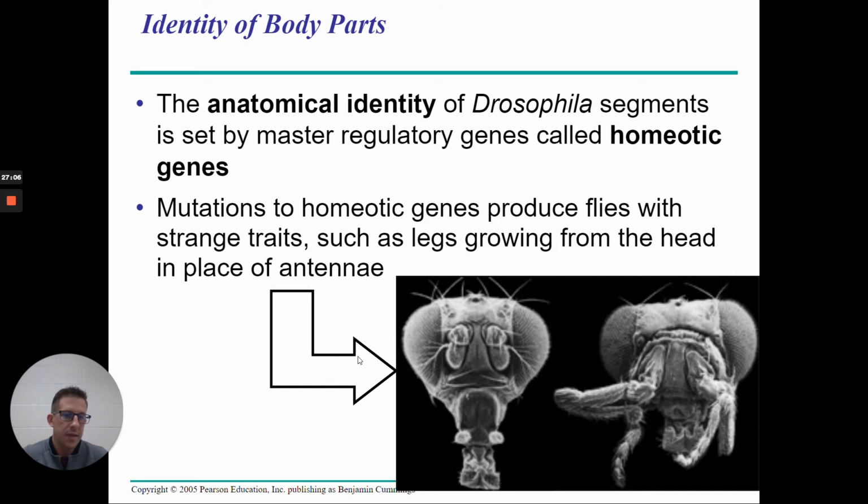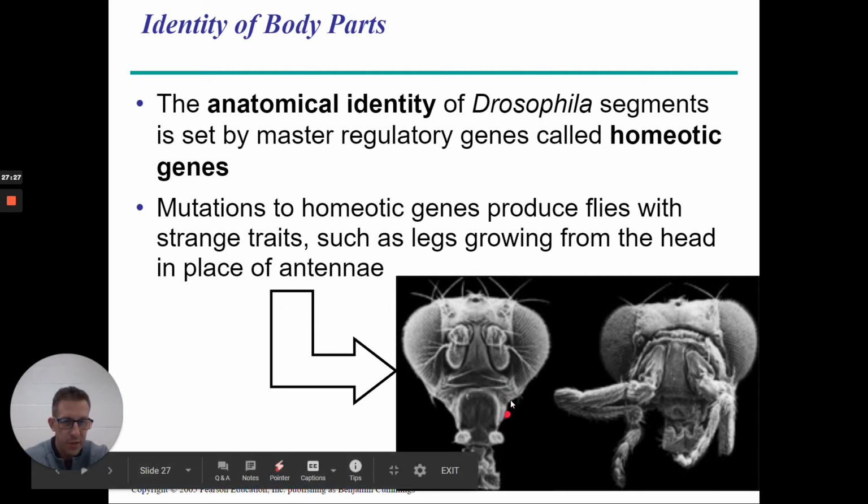And so this is oftentimes where we see the kind of crazy stuff that I've showed you up until now. We see the leg coming out of where the antennas should be. We see the eyeball coming out at the very tip of the antenna. Chances are there's some kind of mutation in a homeotic gene that says, all right, this mutation says you're going to get a leg here instead of an antenna.